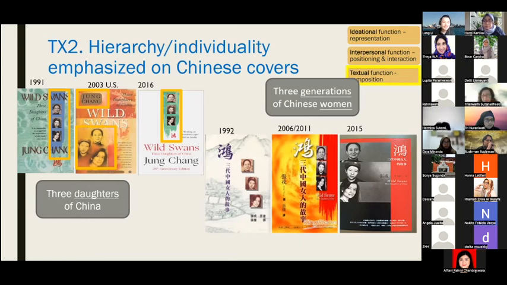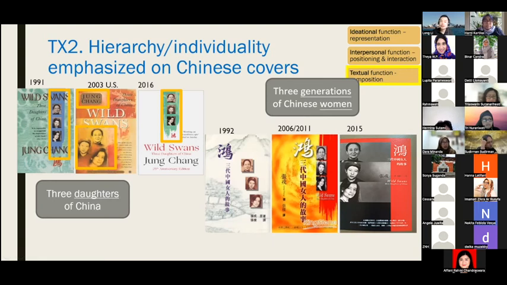So that is most clear in the 2003 US cover, whereby you see this is just one group of women. They are not separated. There is no framing for each of the three women. And there is no clear hierarchy among them. So that is most congruent with the subtitle Three Daughters. So the English source text does not emphasize the differences among the three women. But the Chinese translation highlights the generational gap.